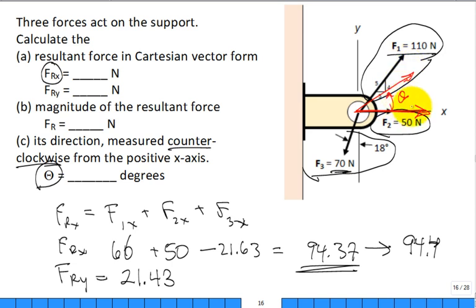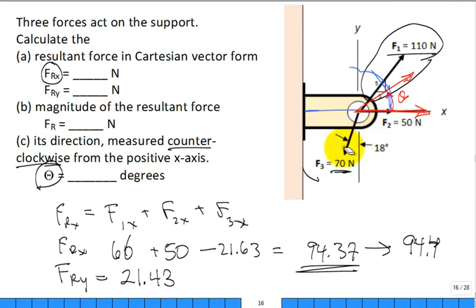Somebody says, what happens if your resultant force is down here? Well, you could either calculate a theta which is pretty large. If I go this way, it's 90. If I go that much, it's 180. If I go this much, it's 270. So you could get a theta greater than 270. That's acceptable. Or you could just get a theta that's negative something. Either way is acceptable.